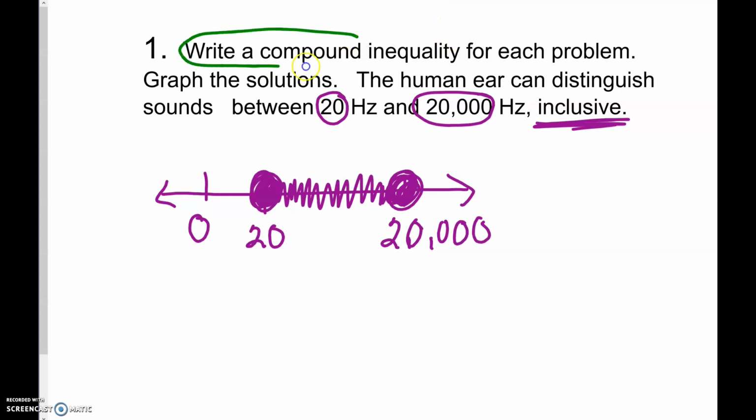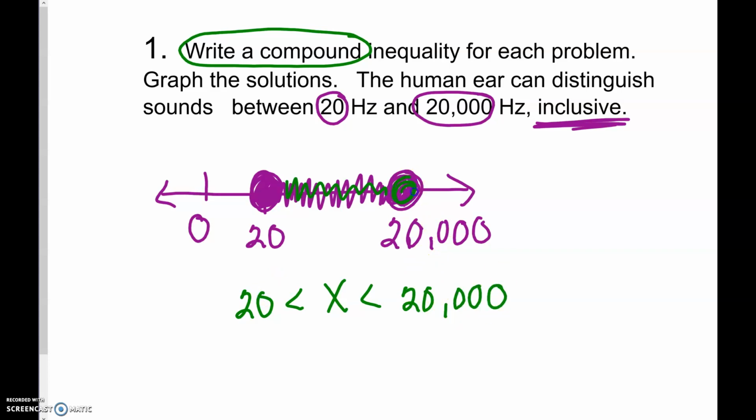So now I'm going to go back and write the compound inequality. When it is shaded between like this, then that means we're going to have x is between two numbers. And you take the numbers right from the number line. So here's the 20 and the 20,000. And then double check: if this is shaded in, then we have the line underneath it. Both of them are shaded in, so they both need the lines underneath here. So here is writing the compound inequality and graphing it.